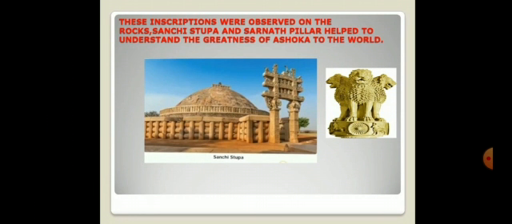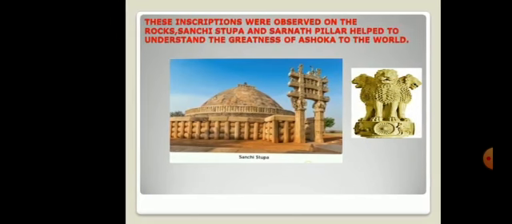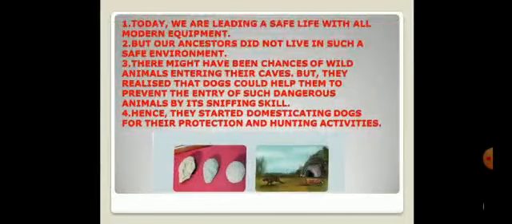The Sarnath pillars help to understand how Ashoka, the famous ancient Indian emperor, lived, how he was a famous emperor. So these are the evidence: the Ashoka pillar at Sarnath and also the Sanchi Stupa. All these are evidence to show how the mighty Emperor Ashoka lived.